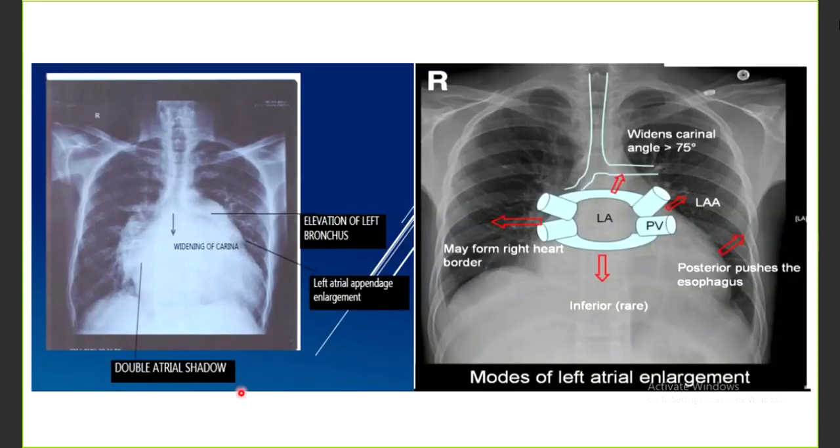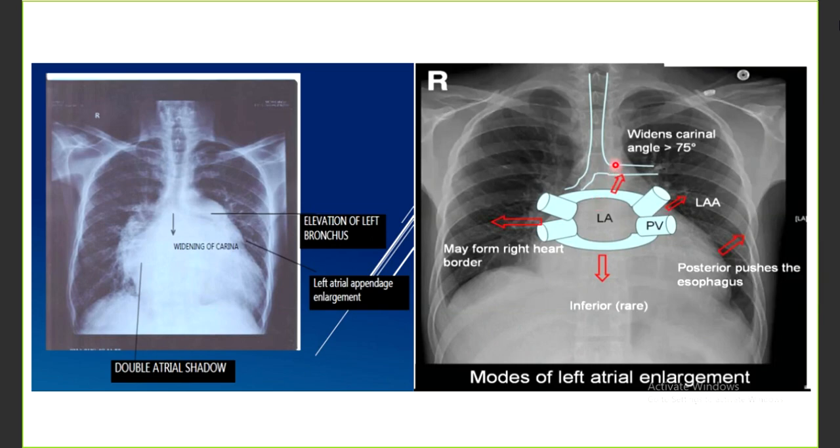Let us do an example X-ray. You can see that this patient has a carinal widening that's more than 75 degrees. And as part of it, the left bronchus gets pushed upwards. It is very important that we note that the left atrium is the posterior-most structure of the heart. So whenever it enlarges, it can only enlarge further posteriorly and superiorly.